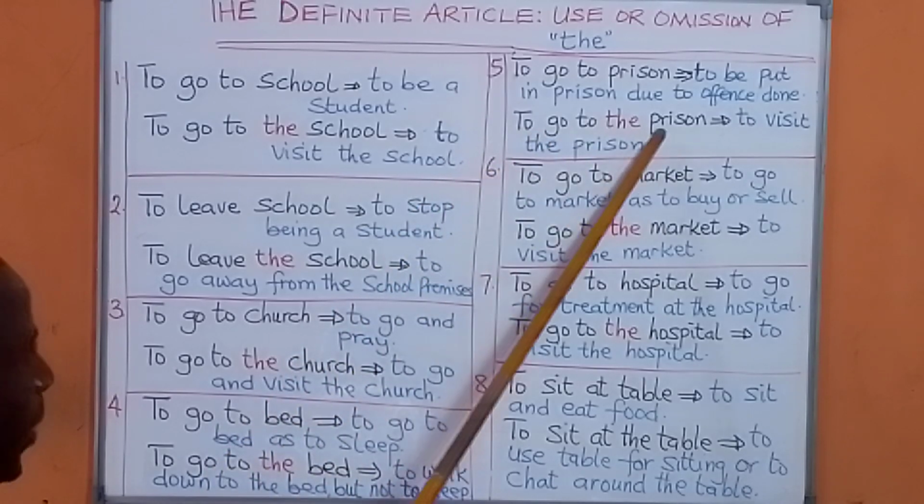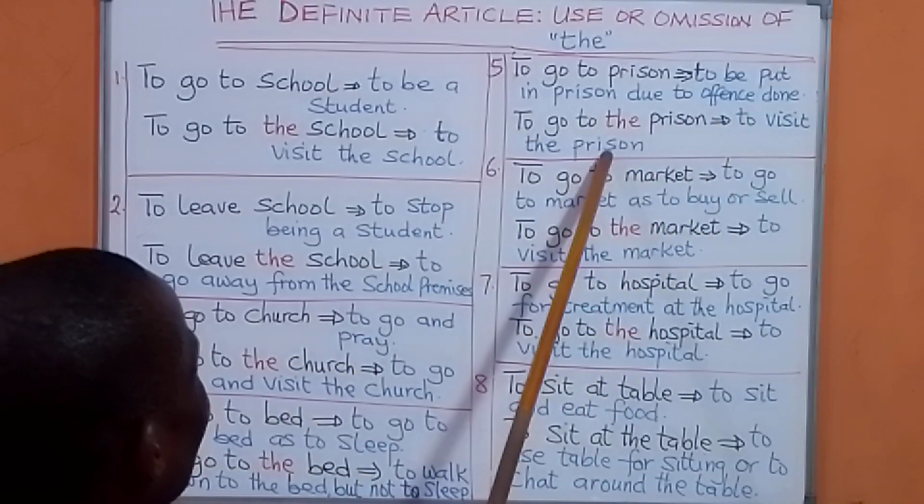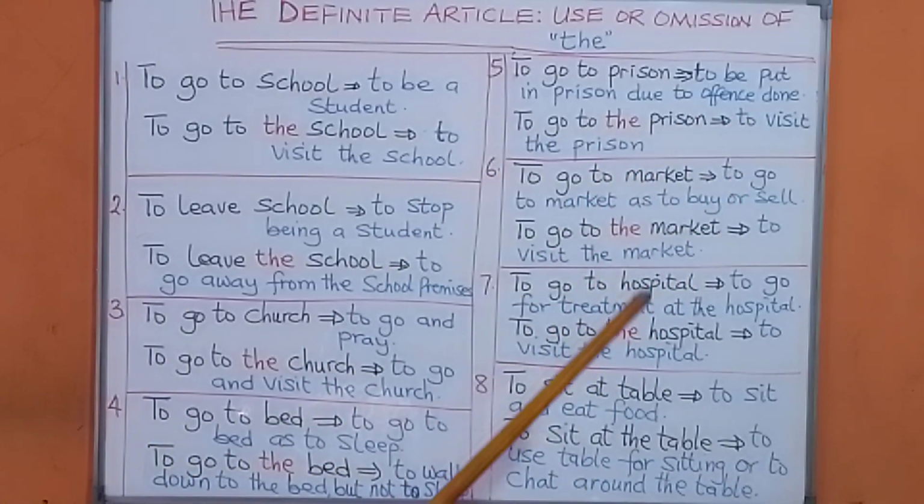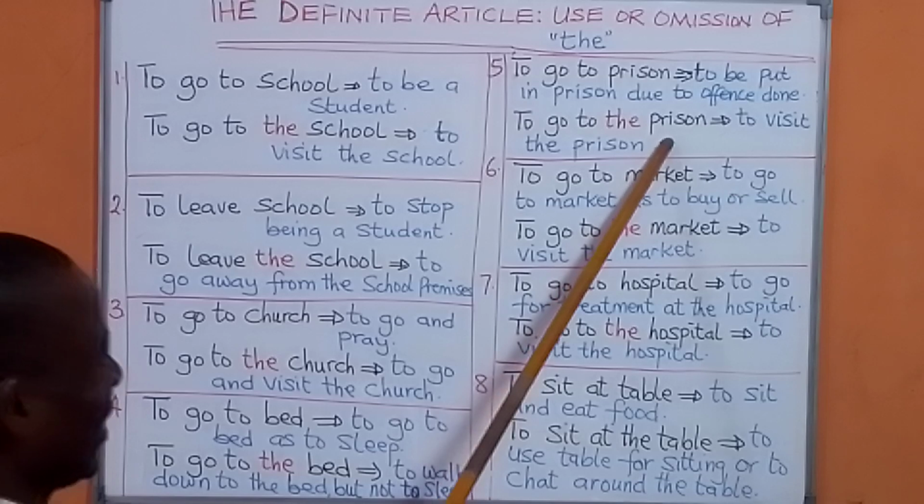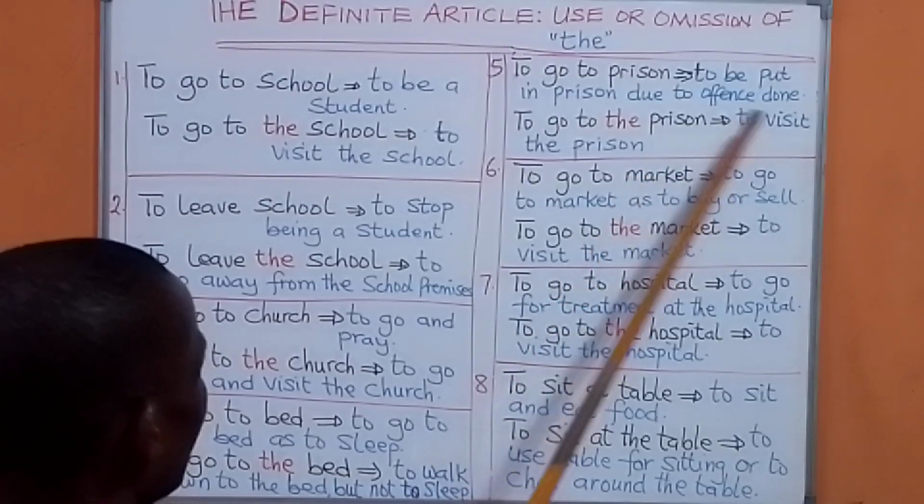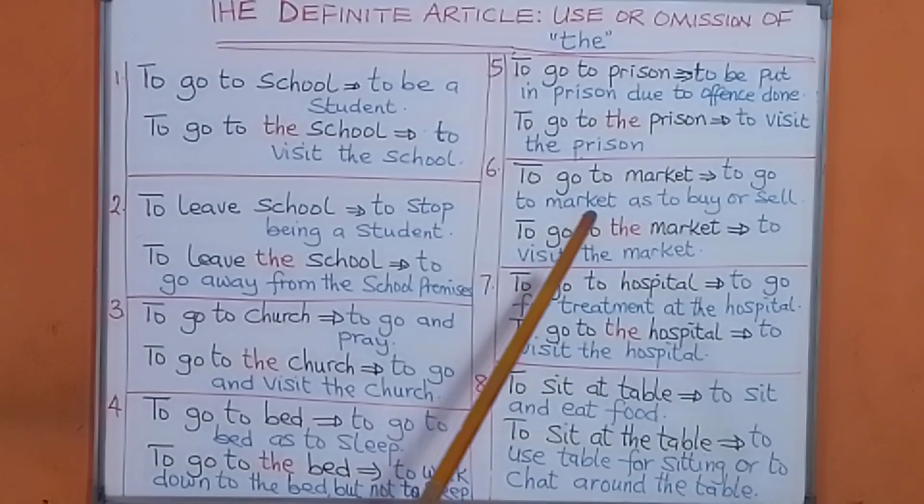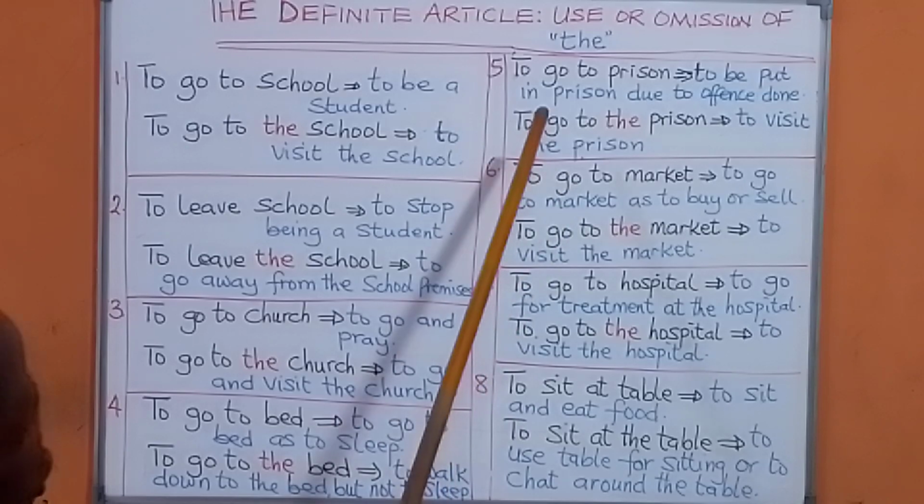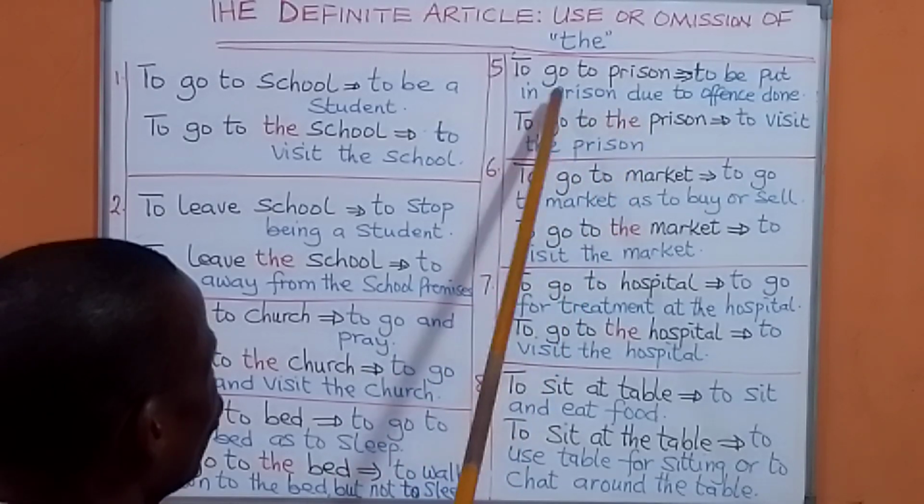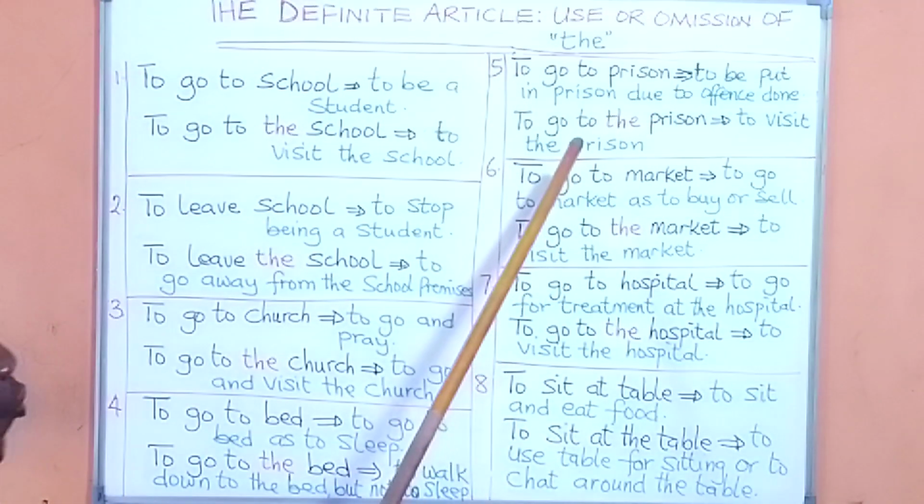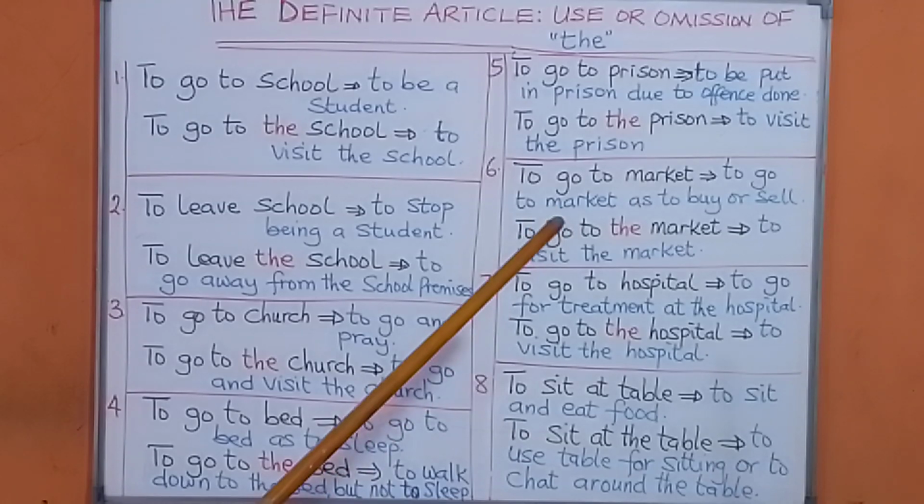But to go to the prison means to visit the prison, to visit the facility. Just like sightseeing or a picnic. You are going there to visit the place, the facility. That is to go to the prison. Okay? To visit the prison facility. But to go to prison means to be put in prison, to be put in jail due to an offense committed.